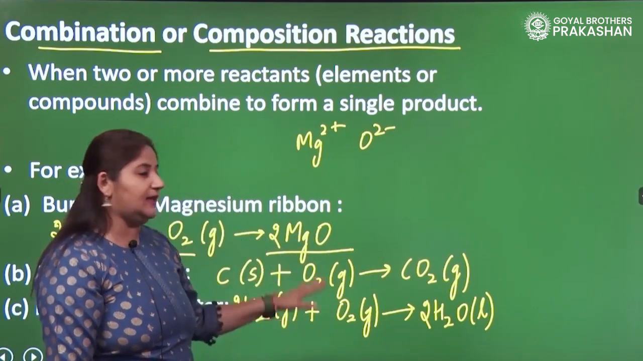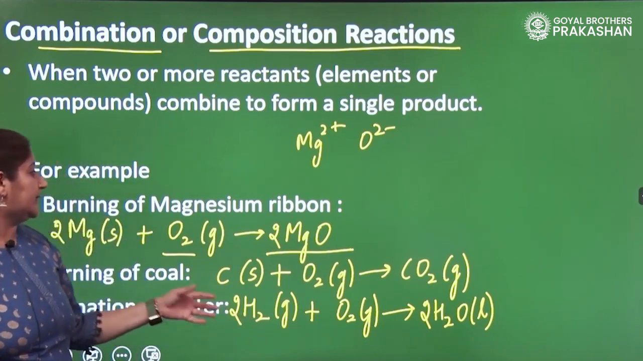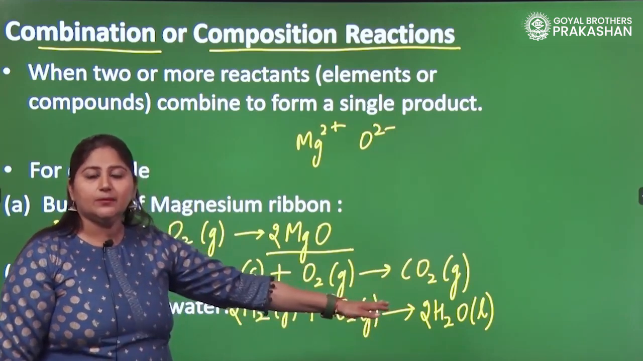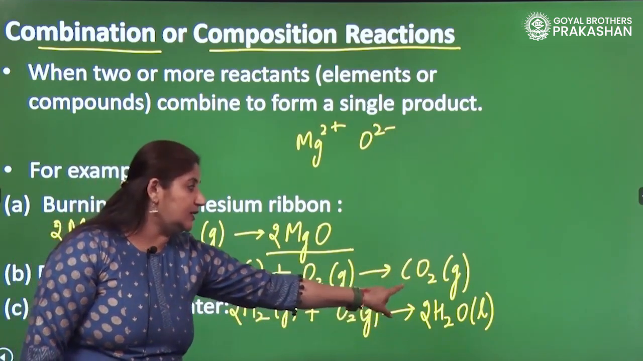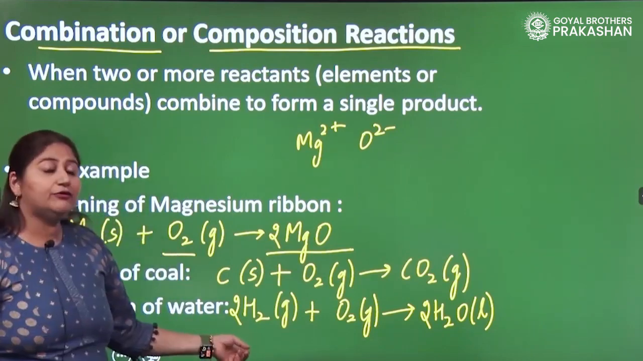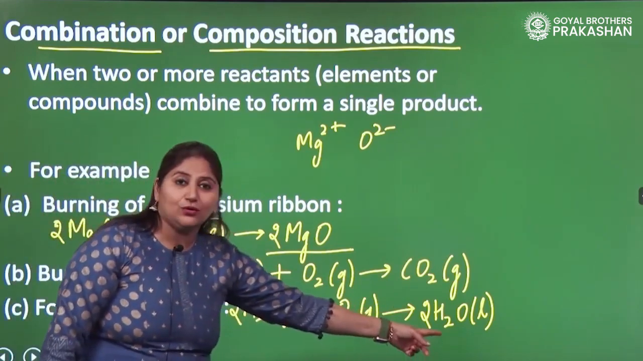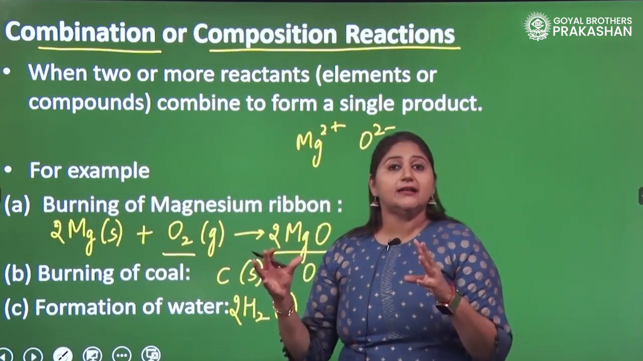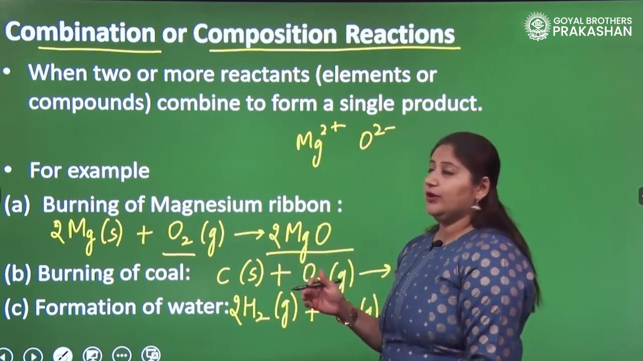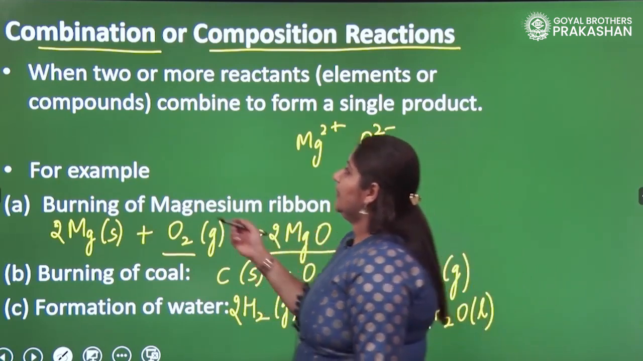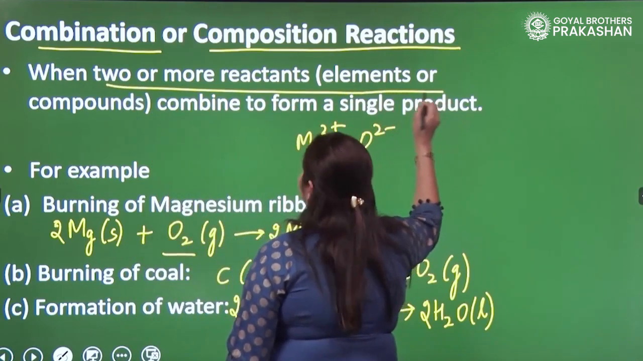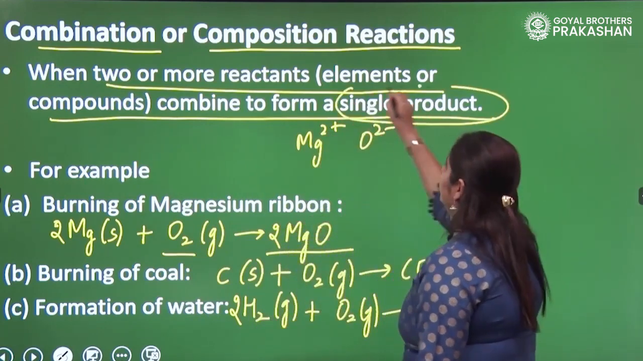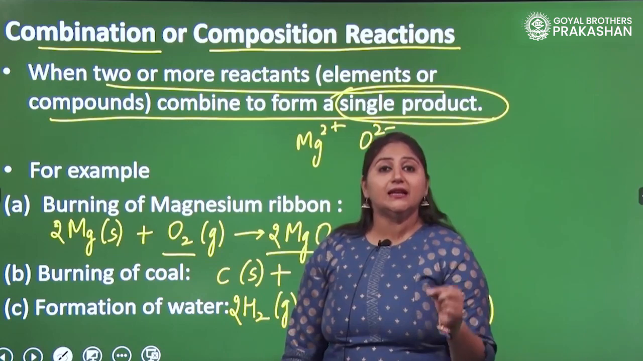Because in all the 3 cases, can we say that the reactants are combining to form a single product? Are we getting a single product in burning of coal? Yes, it is CO2. Are we getting a single product in the formation of water? Yes, it is H2O. So, in all the 3 reactions, a single product is formed. So, the reactants are combining together. And what is the definition of combination reaction? When 2 or more reactants, elements or compounds, combine to form a single product. So, this is mandatory. There must be a formation of a single substance.